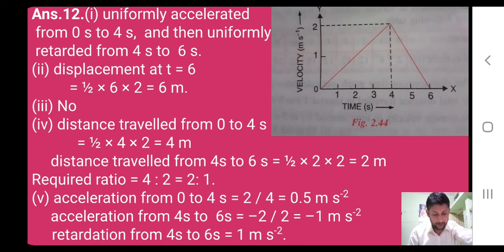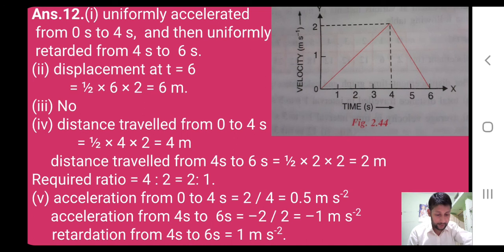Third is, does the particle change its direction of motion? Answer is no, because you can see that the velocity time graph is always on the positive side. If the graph were on the negative side, then we could say that the particle has changed its direction of motion. Fourth is, compare the distance traveled by the particle from 0 to 4 second and from 4 second to 6 second. Distance traveled from 0 to 4 second is half into 4 into 2, which is equal to 4 meter, and distance traveled from 4 second to 6 second is half into 2 into 2 equal to 2 meter. So their ratio will be 4 is to 2, that is equal to 2 is to 1.